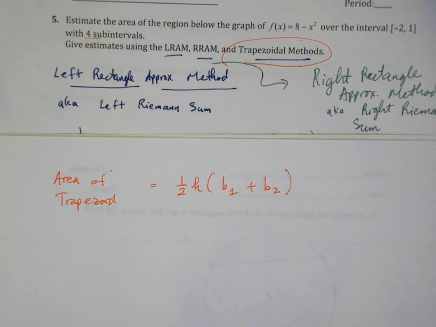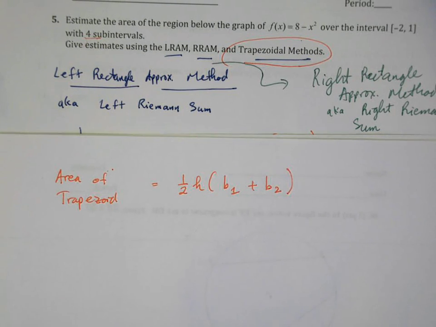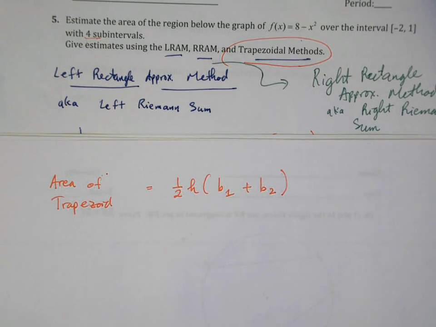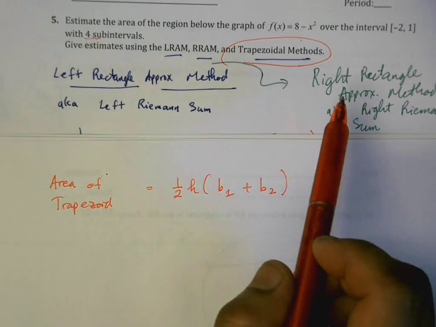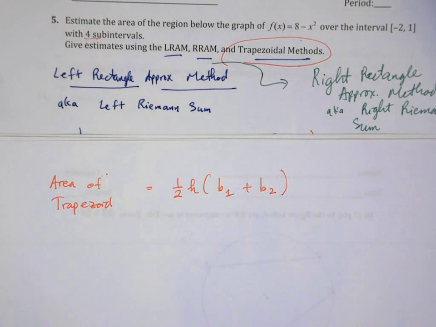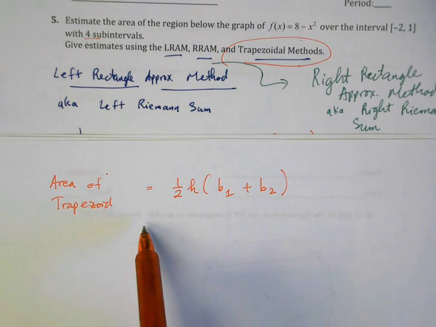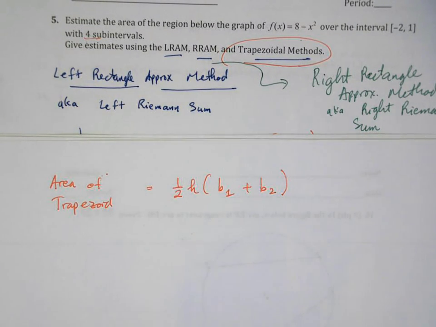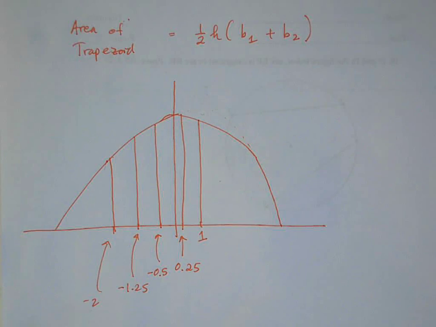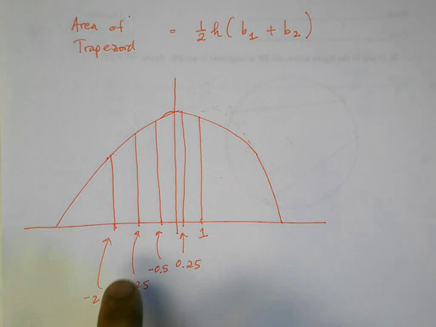And this is a continuing video that captures the trapezoidal method. So in the last one we talked about RRAM and LRAM, and now let's talk about trapezoids. I've just written down the area of a trapezoid formula here from geometry in case you've forgotten. I've drawn the picture, drawn all the values of x and f of x, and we're going to calculate the trapezoids this way.